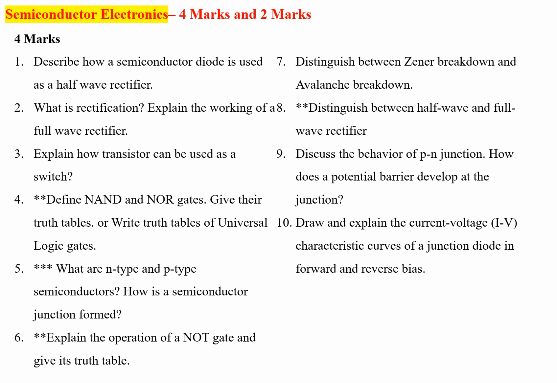And semiconductors. From this one, what is the difference between half wave and full wave rectifier? And what do you mean by half wave rectifier? The diagram is most important. And this one, Zener breakdown and avalanche breakdown. What do you mean by n type semiconductor, p type semiconductor? And this one is most important: what do you mean by NAND gate and NOR gate? You just go through this from this chapter.